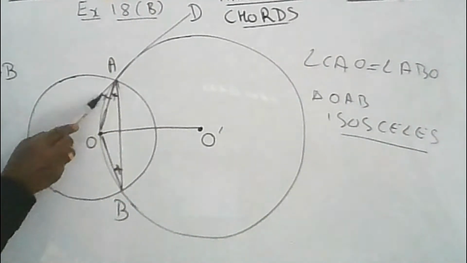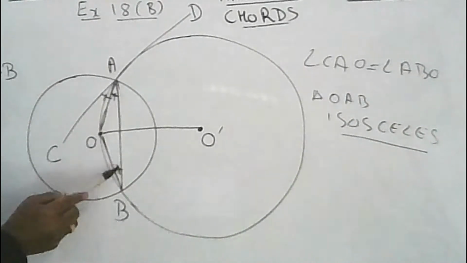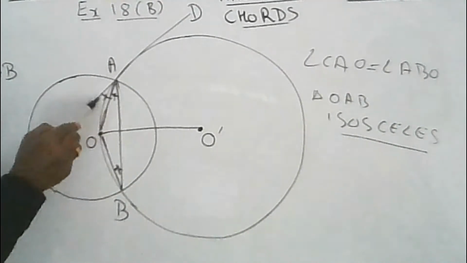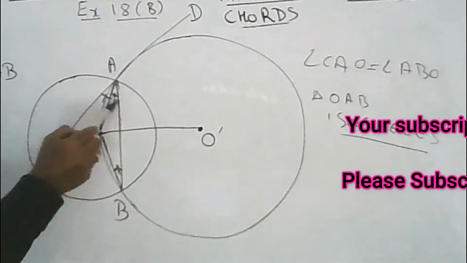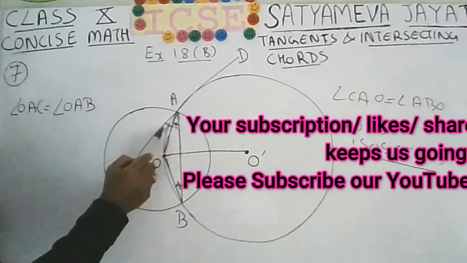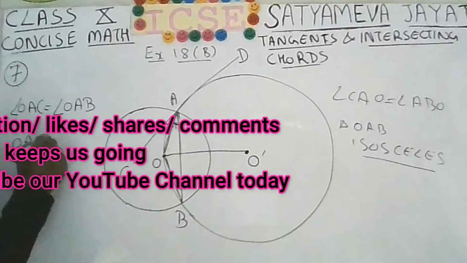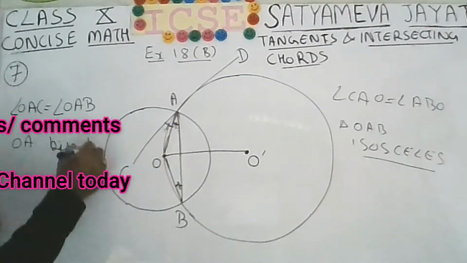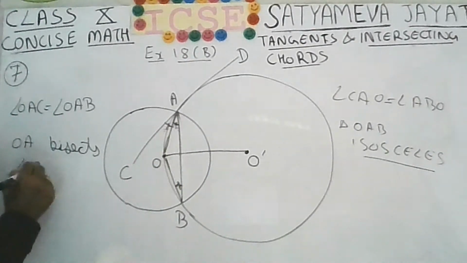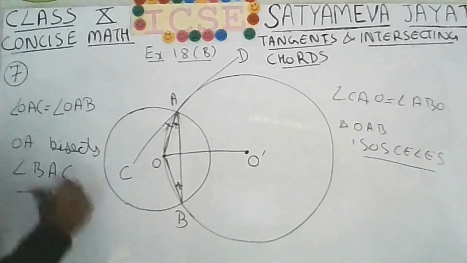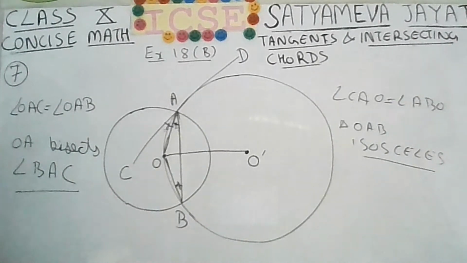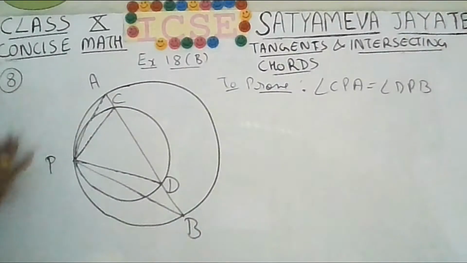So we want to say that this angle is equal to this angle, but this angle is equal to this angle. Hence these two angles are equal to each other. If these two angles are equal to each other, it means that OA is bisecting the angle BAC. Like this way you can prove. Okay. So for question number 8, you will have to do construction from your own side.